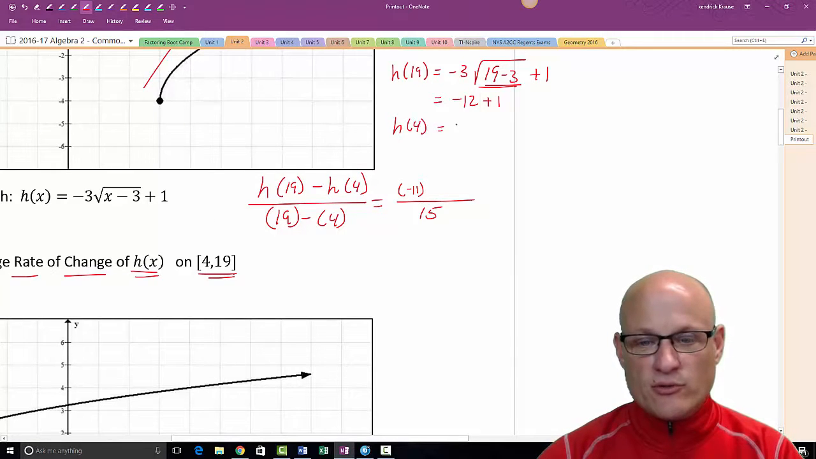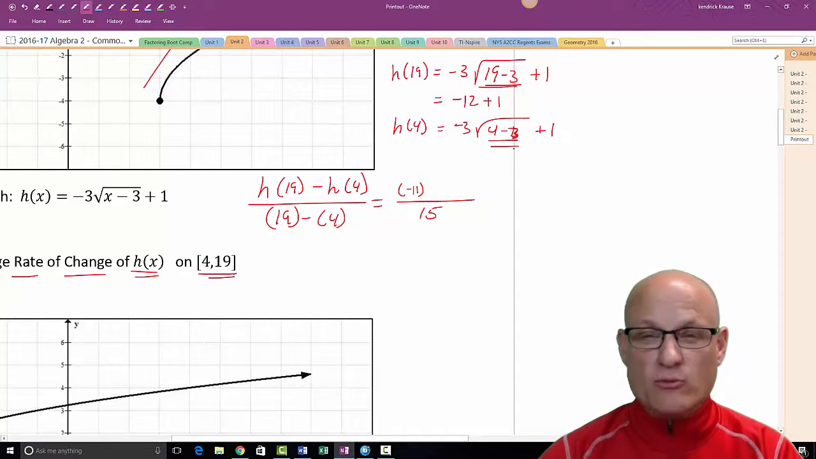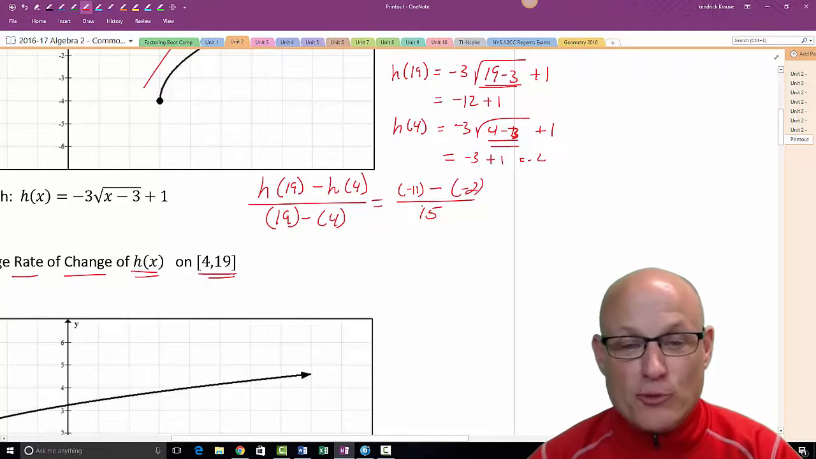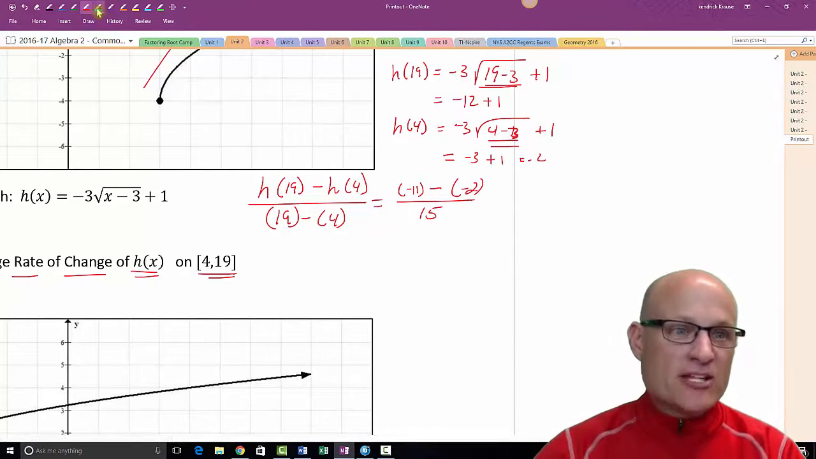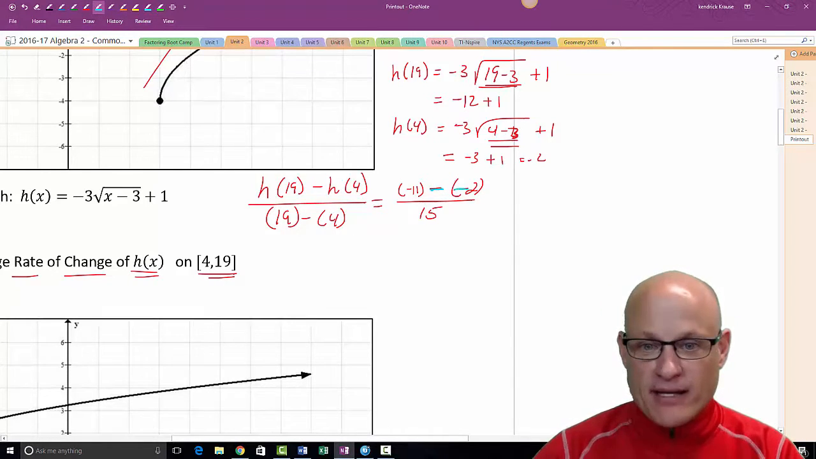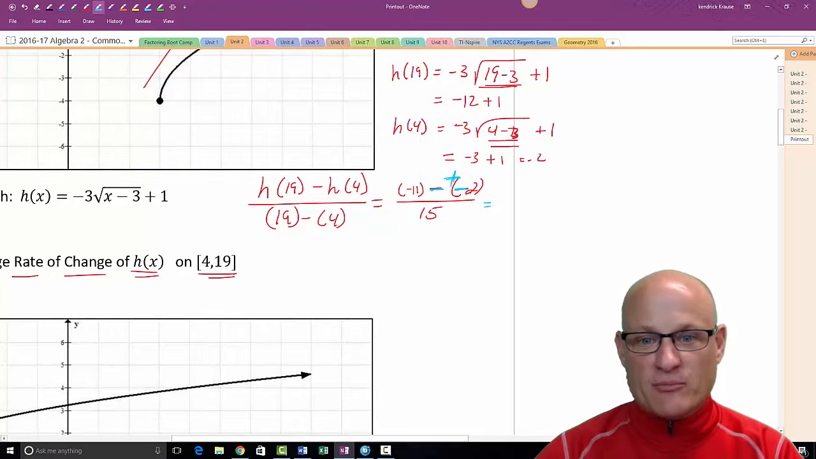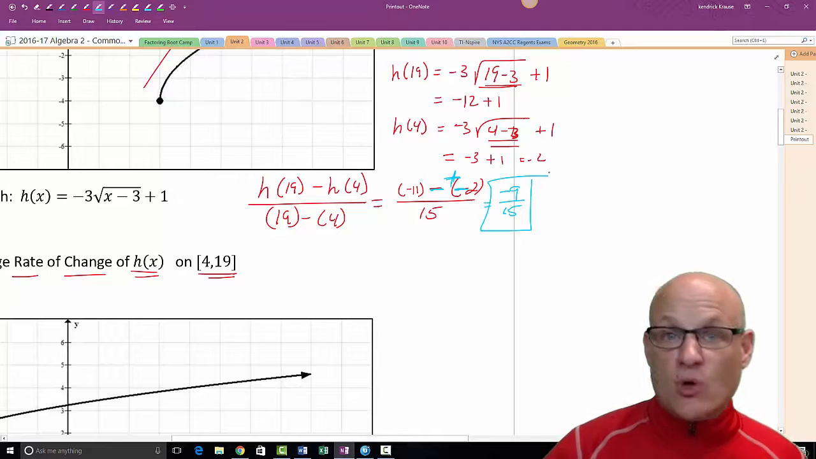All right, now let me do h of 4. H of 4 is equal to -3 square root of 4 minus 3, plus 1. 4 minus 3 is 1. The square root of 1 is 1. -3 times 1 is -3, plus 1. I get -2. All right, so minus -2. Now notice I use parentheses when I substitute in. That's because we have a minus, and they make a positive. So what I end up with is, let's see, -11 plus 2 is -9 over 15. And you could leave it like that or reduce it.